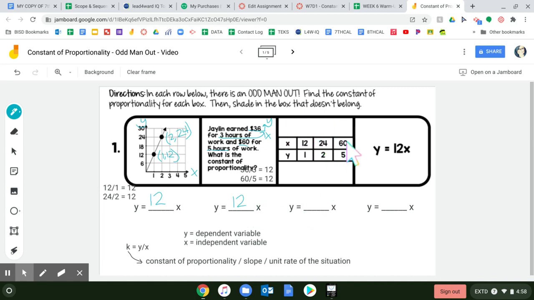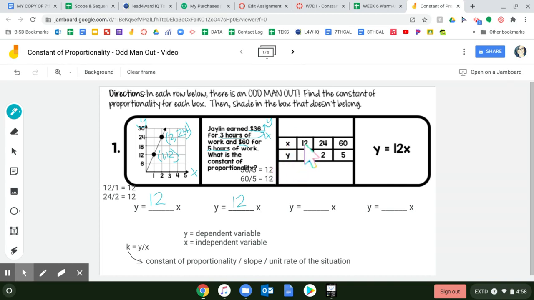Now we have a table. One thing that would be a super easy mistake to make would be doing x divided by y and getting 12, 12, 12 for each of these values. That's why you have to be super careful to make sure you're doing y divided by x.